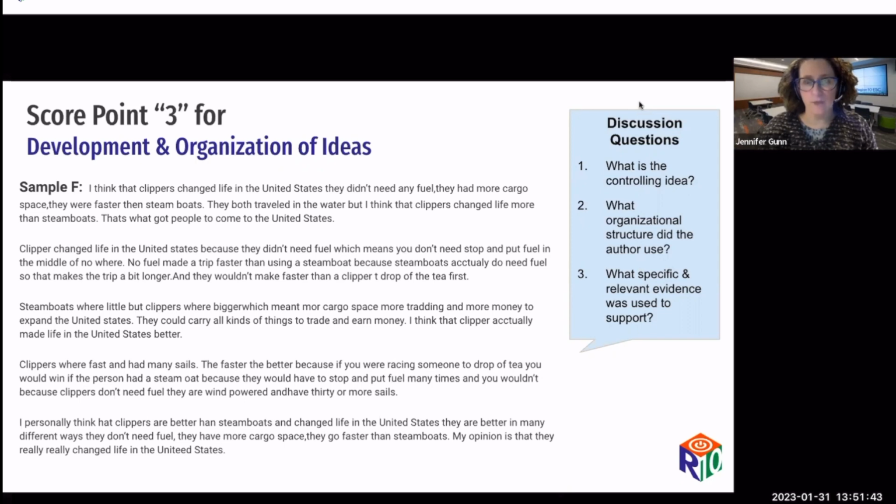tea first. Steamboats were little, but clippers were bigger, which meant more cargo space, more trading, and more money to expand the United States. They could carry all kinds of things to trade and earn money. I think that clipper actually made life in the United States better. Clippers were fast and had many sails. The faster the better, because if you were racing someone to drop off tea, you would win if the person had a steamboat, because they would have to stop and put fuel many times, and you wouldn't, because clippers don't need fuel. They're wind powered and have 30 or more sails.